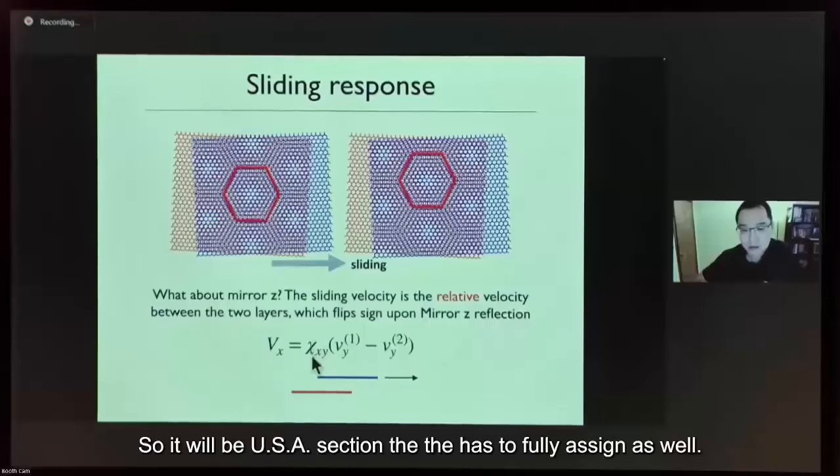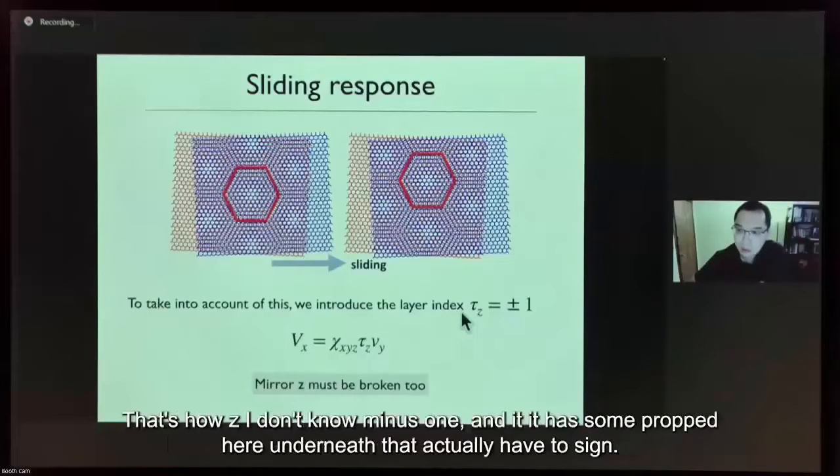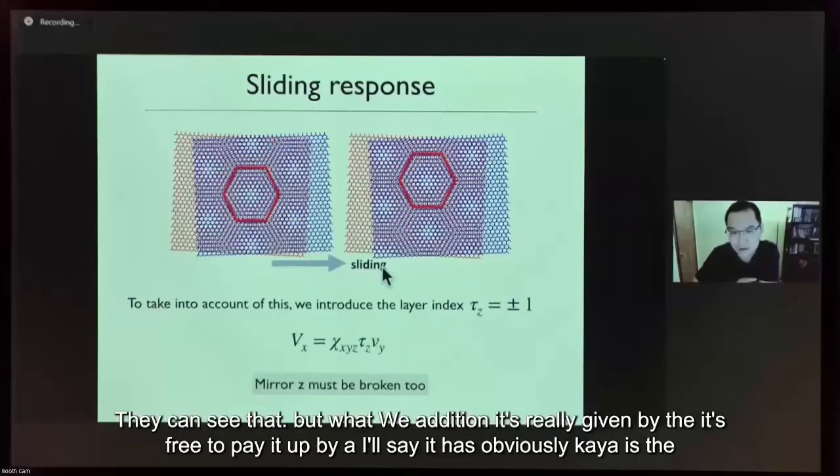Now, a simple notation is that we can introduce a layer index tau z. So tau z can be either 1 or -1, and under mirror reflection it has to flip sign. Then you can see that what we have seen earlier in the animation is really dictated by a rank 3 tensor, the x, y, z component of a rank 3 tensor. For this tensor to be non-zero, of course the mirror z reflection should also be broken.